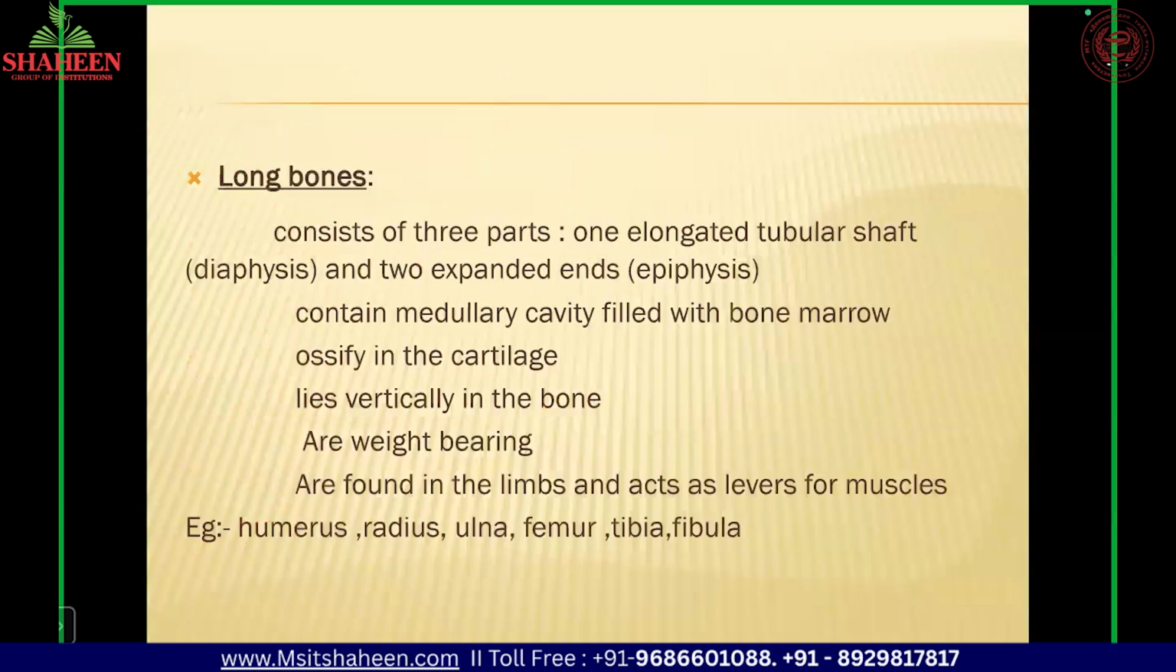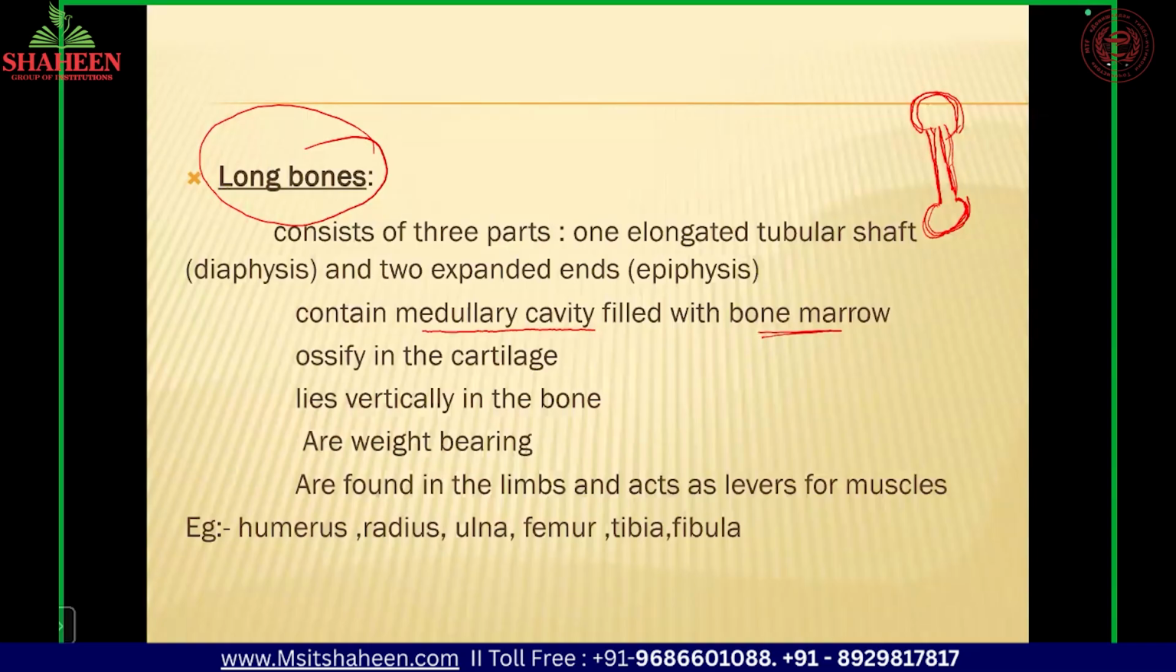So what are the criteria of the long bone? A long bone consists of three parts: one elongated shaft and two expanded ends. It contains a medullary cavity filled with bone marrow. At the center, there will be a medullary cavity with bone marrow. And it is ossified in the cartilage.